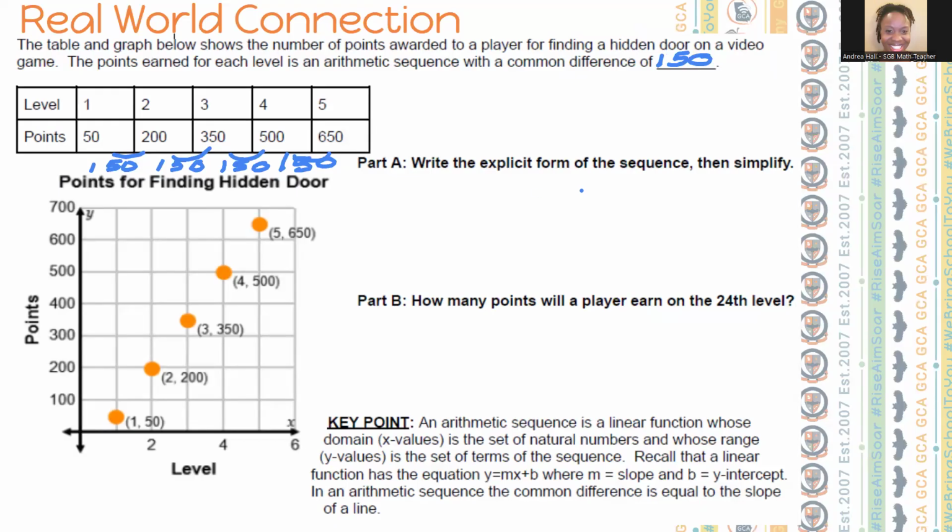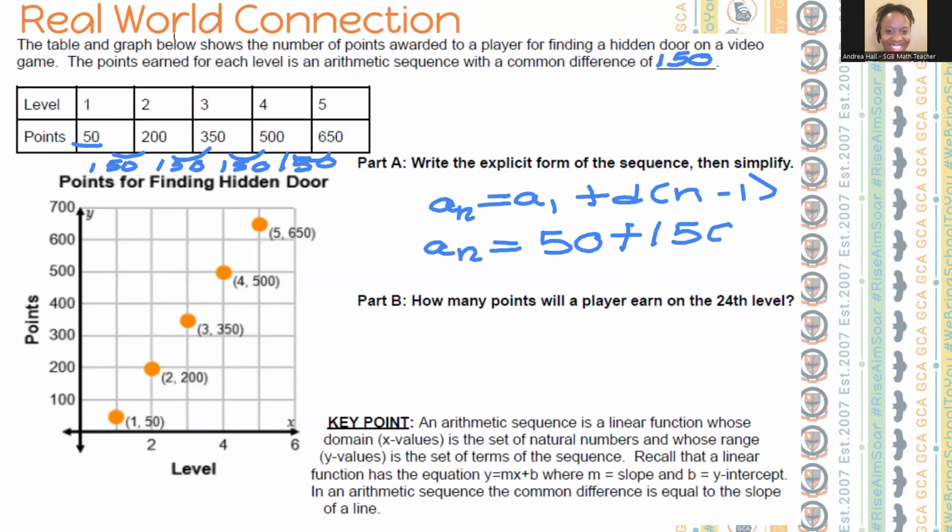Write an explicit form of the sequence, then simplify. Well, the explicit form, remember, is a sub n equals a sub 1 plus d times (n minus 1). Well, level 1, I already know a sub 1 is going to be 50. So I'm going to say a sub n equals 50 plus d, which in this case is 150, times (n minus 1). Remember, we calculated the common difference up there.